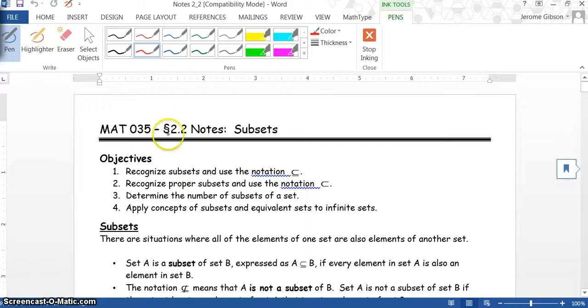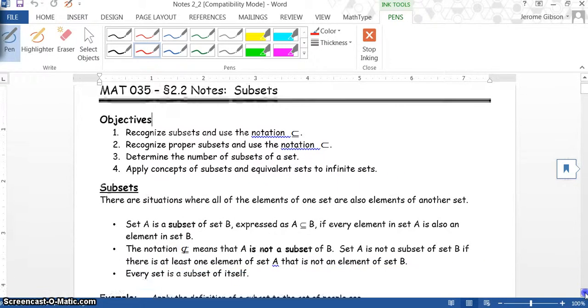Hello class, we're about to start section 2.2, subsets. The objectives: Recognize subsets and use the notation. We have a subset of. This notation means subset of. Recognize proper subsets and use the notation proper subset. Determine the number of subsets of a set and apply concepts of subsets and equivalent sets to infinite sets.